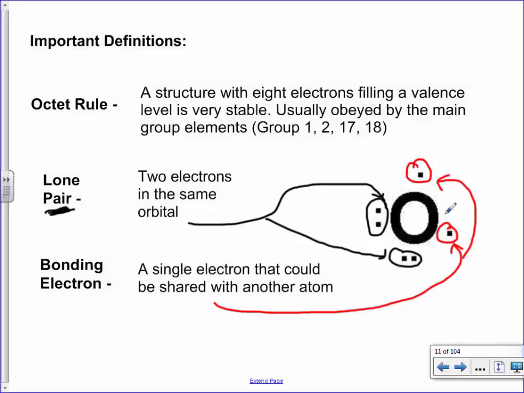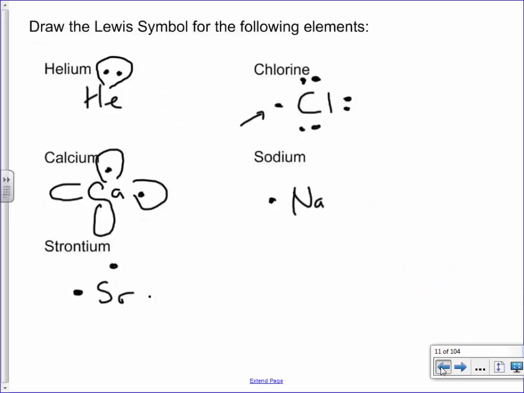So lone pair is a group of 2. Bonding electron is a group of 1. Can you have a group of 0? Technically, yeah, it is possible. Like when we drew sodium. Sodium back here has a group of 0, and a group of 0, and a group of 0. That's fine too. It doesn't have to have orbitals filled up.